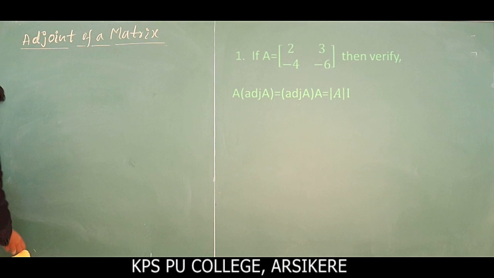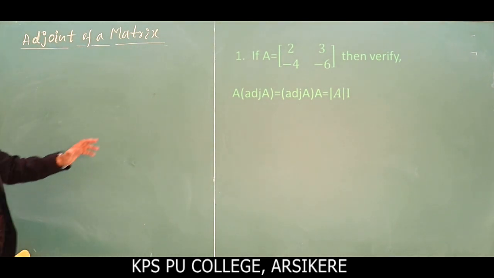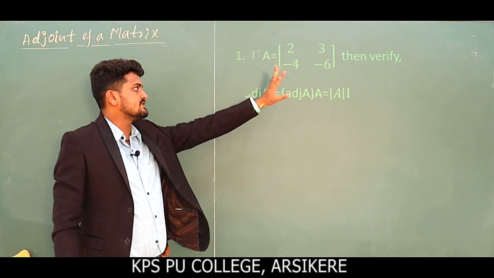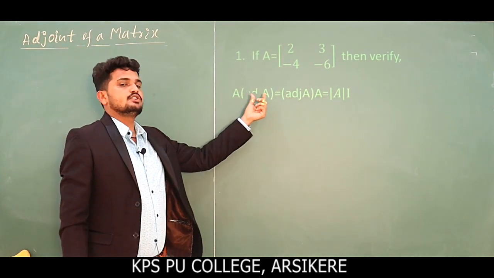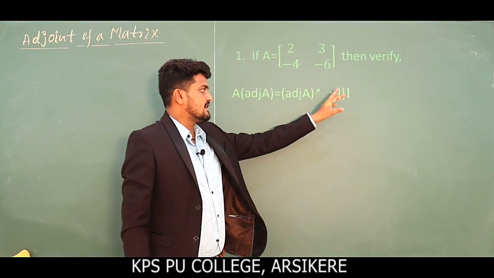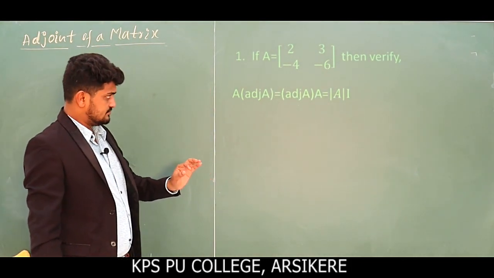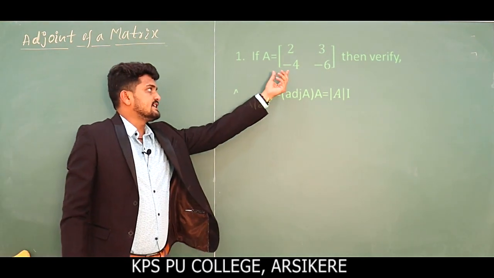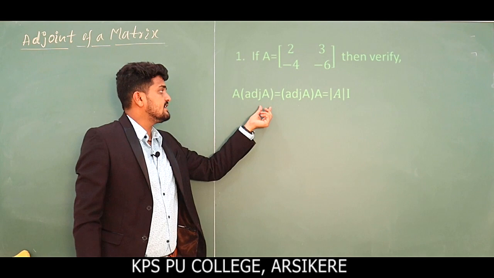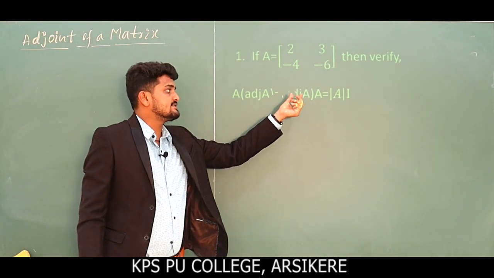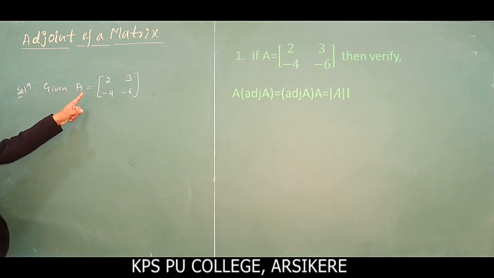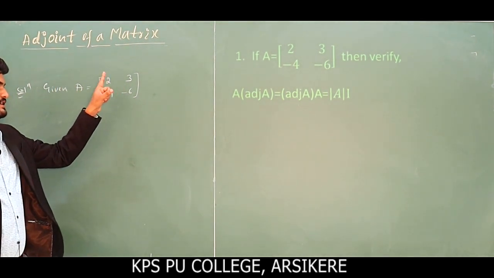So next problem. If the given matrix A is equal to 2, 3, minus 4, minus 6, then verify A into adjoint A is equal to adjoint A into A, which is equal to determinant of A into I. So now, by using the given matrix, we have to verify that A into adjoint A is equal to adjoint A into A is equal to determinant of A into I.